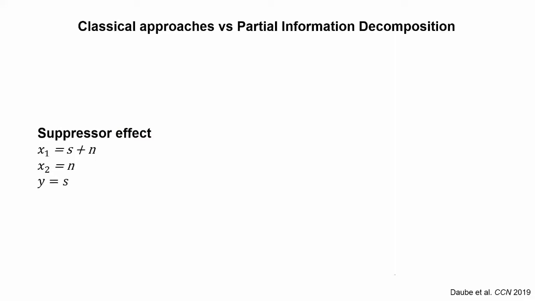For example, this suppressor effect, which is something psychologists like me really like. It's very simple. If you see here, we just have two predictors, x1 and x2, and one consists of s plus n and the other of n, and then our response variable y only consists of s, so it doesn't contain n. And now we can look at some classical approaches that people have been using to decompose shared and unique contributions to a prediction of y.